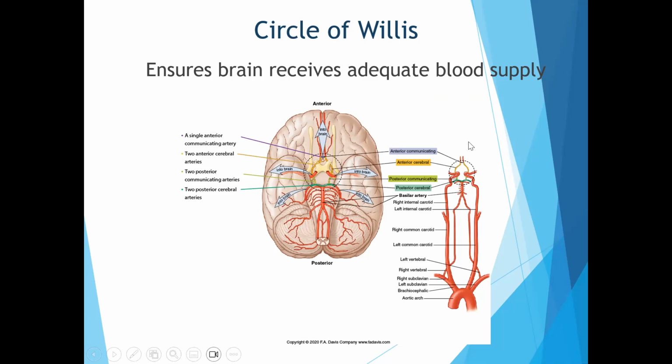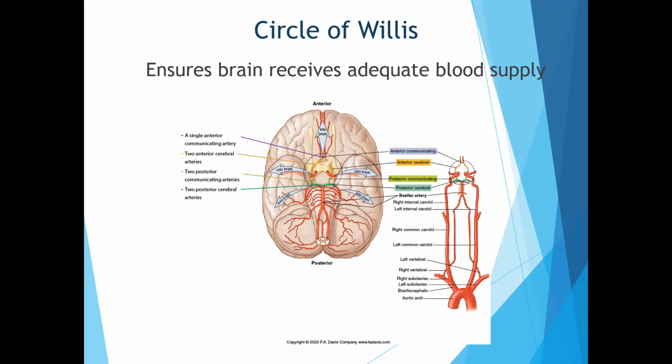And so the purpose of this is, say one side had an issue here. What if we had to cut off this side of the circle? The left side of the circle can still supply blood to the brain where it needs to go. So it's kind of like a backup system that if we have issues with one half, the other half can make up for that lack of blood flow.